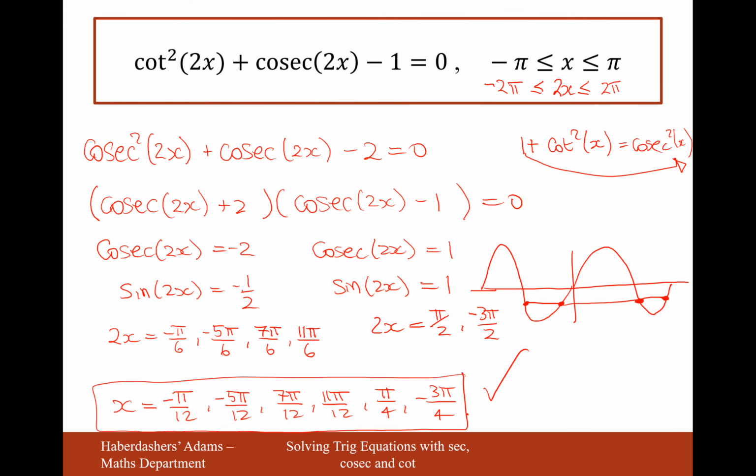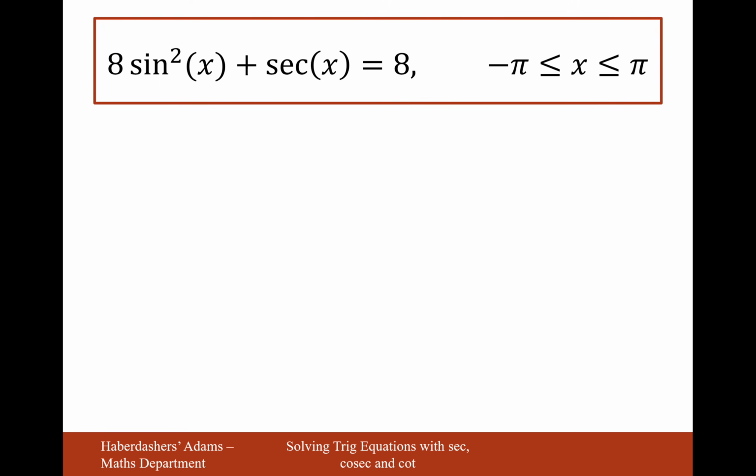So quite a difficult one there, but again it's just using the concept of using 1 plus cot squared equals cosec squared to replace the quadratic one, so it matches up then with the linear one. Let's move on to the next question, and we've got a slightly difficult one here.